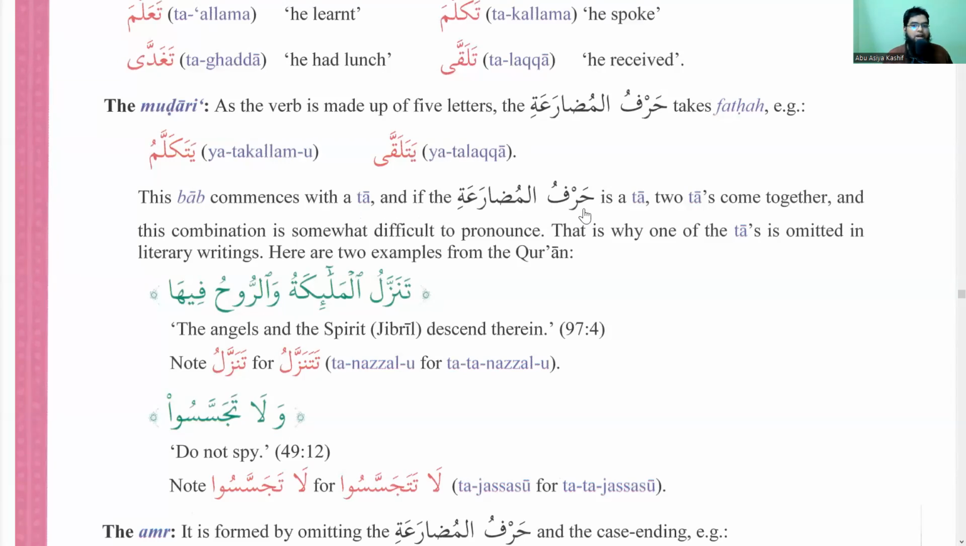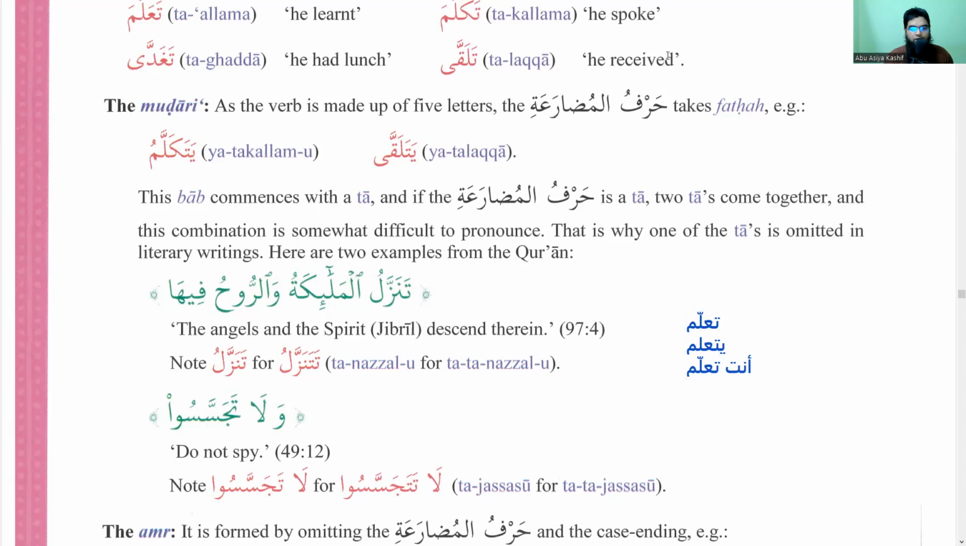This bab commences with ta, and if the harful mudari' is a ta, 2 tas come together, and this combination is difficult to pronounce. So whenever you have a verb which starts with a ta, if you make it into mudari', there'll be 2 tas coming. You see how? Like ta'allama, you make it into the mudari' yata'allamu, and then you want to say anta. So anta will be what? Tata'allamu. Because one ta is for anta, the other ta is the form 5 ta, right? Anta tata'allamu, you study, you learn. Anta tata'allamu al-lugha al-arabiyya. So for easier pronunciation, you can drop one ta.